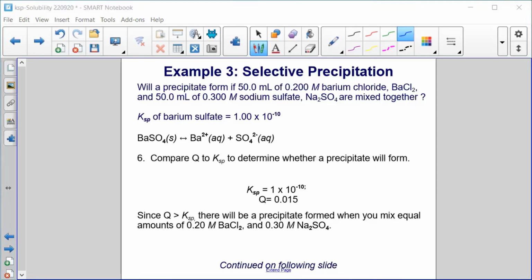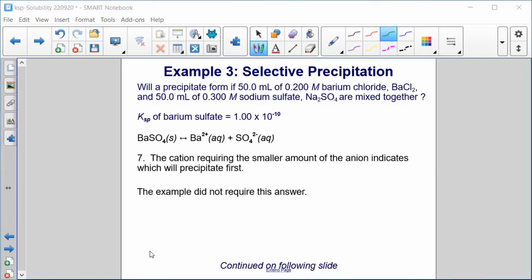Compare Q to KSP to determine whether a precipitate will form. KSP is 1 times 10 to the minus 10. Q is 0.015. Since Q is greater than KSP, there will be a precipitate formed when you mix equal amounts of 0.2 molar barium chloride and 0.3 molar sodium sulfate. For the sake of completion, step 7 tells us that the cation requiring the smaller amount of anion indicates which will precipitate first. This example didn't require us to do that because we only have the formation of one precipitate.